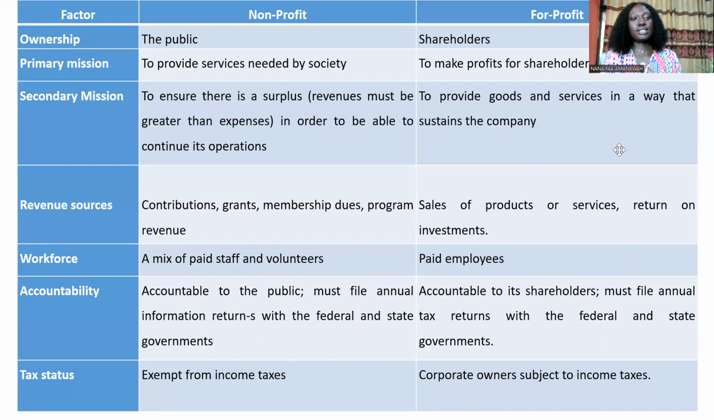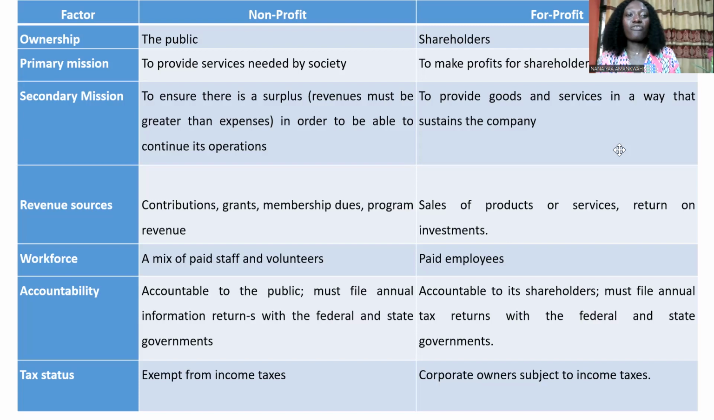I think you can see clearly. So we look at certain factors. When we talk about the factors, we're looking at in which aspects we want to compare the two. So in terms of ownership, non-profit organizations are actually for the public in the sense that they are meant to help the public. So it's for the public.